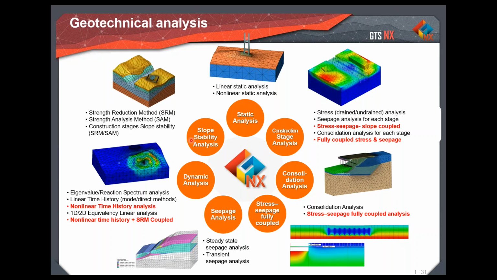What we choose is a strength reduction method. This strength reduction method is a technique which calculates the factor of safety for a landslide analysis or a normal general 2D slope stability analysis. That's the case because this SRM technique is applicable for both 2D and 3D modeling.